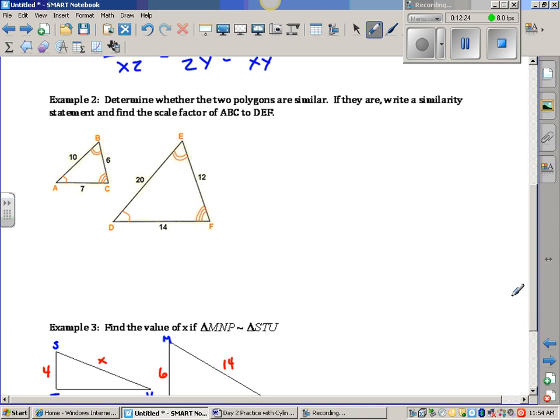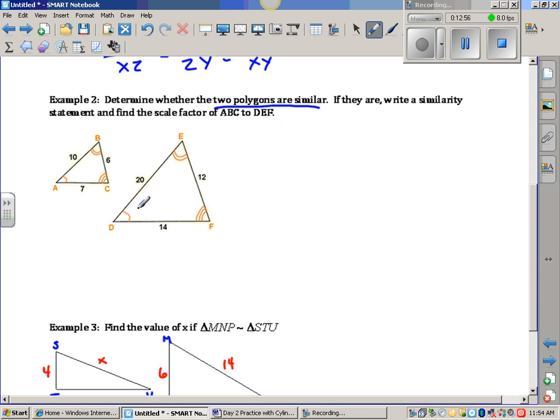Next diagram. Determine whether the two polygons are similar. If they are, write a similarity statement and find the scale factor of ABC to DEF. So they've already got all this notation in there for you. You have to make sense of it. They are telling us that it's up to us to figure out if these are similar or not. They didn't give us that information. It's up to us. So we have to realize that we've got to talk about the corresponding angles, and they have to be the same.